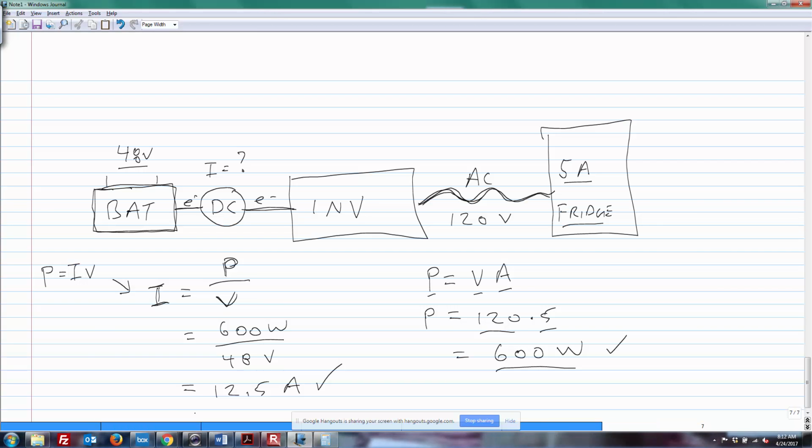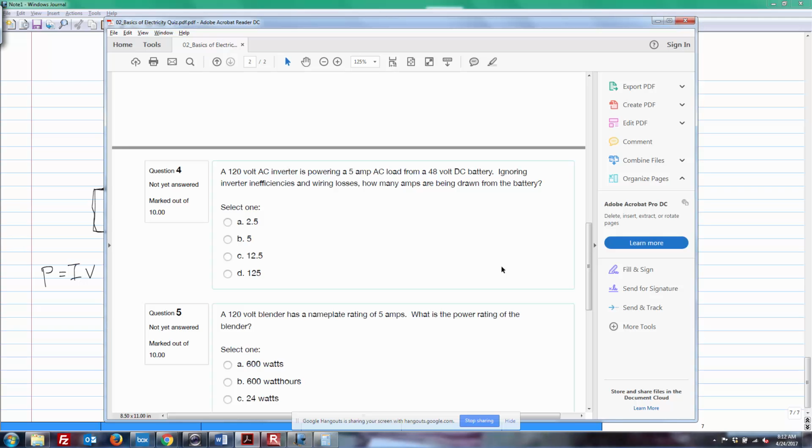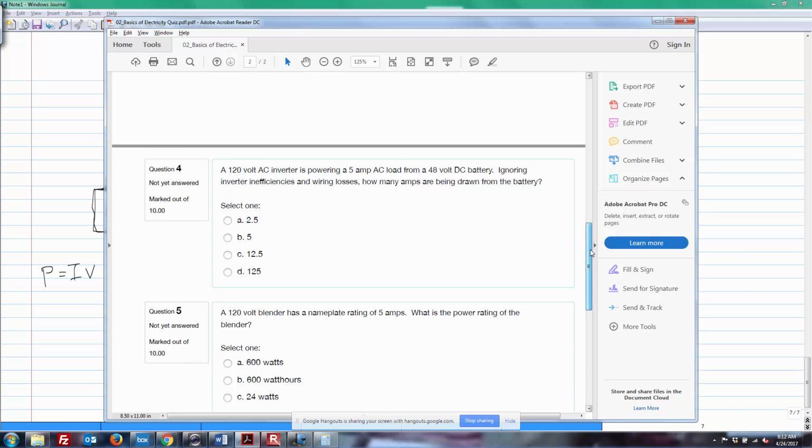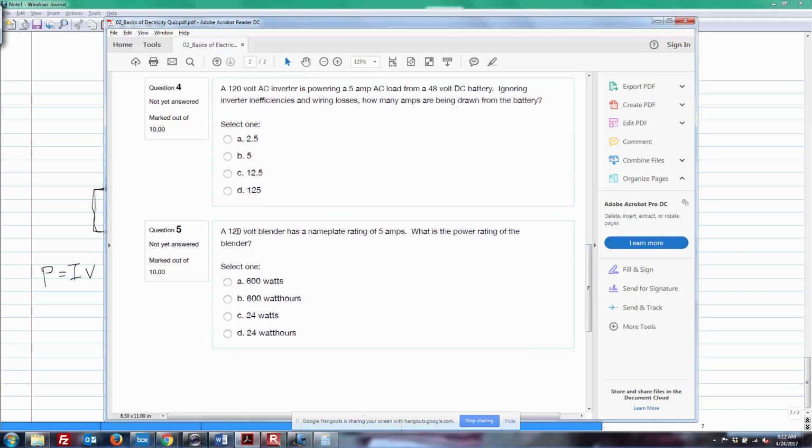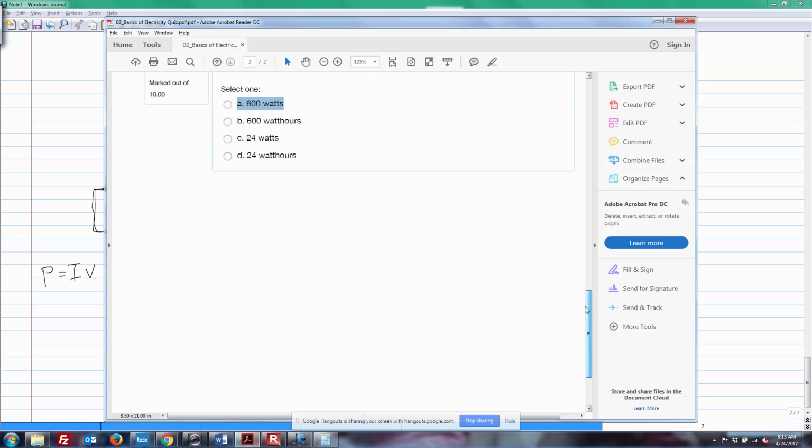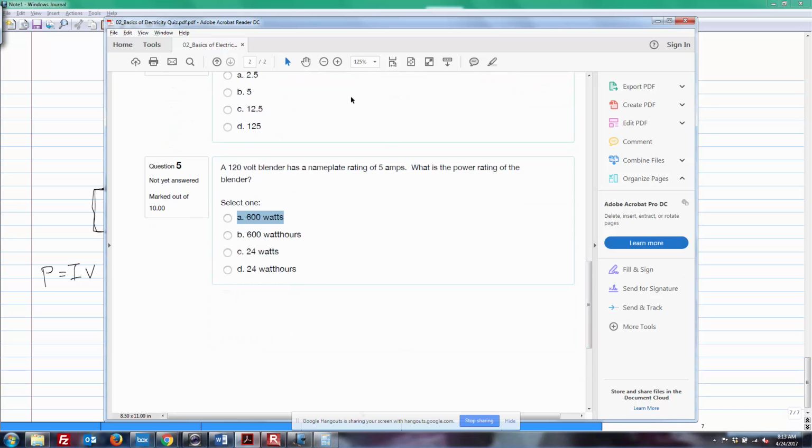Moving right along. Okay, this one's easy. 120 volts times 5 amps, 600 watts. Too simple. 120 times 5, 600. All right. Next one.